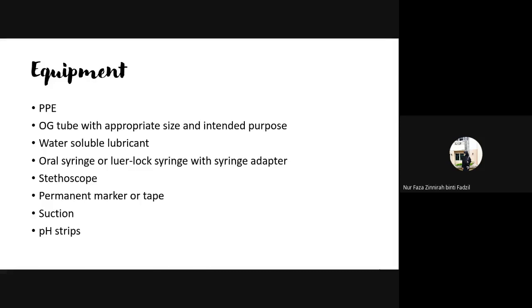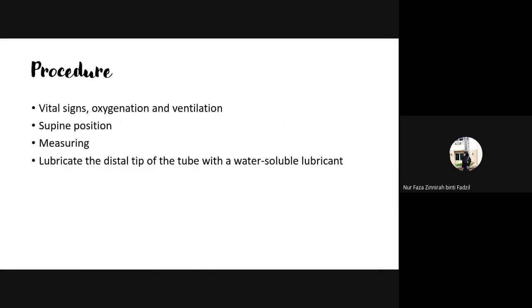So here's the equipment for the OGT, which we need: PPE, OG tube, water soluble lubricant, oral syringe, stethoscope, permanent marker or tape, suction, and also pH strip. Next. So for the procedure, for the preparation, before inserting the tube, we must ensure vital signs, oxygenation, and also ventilation monitoring.